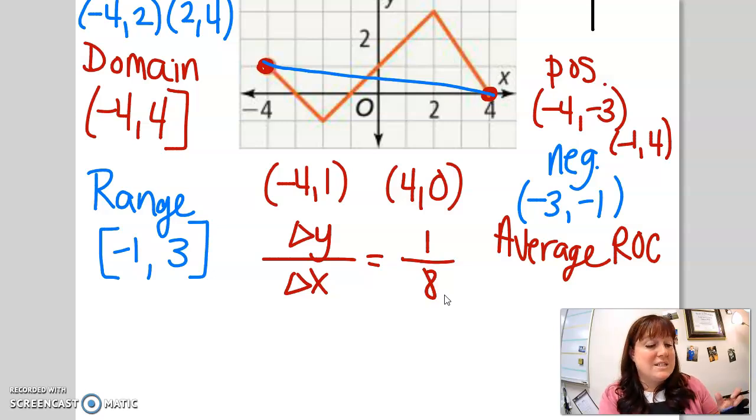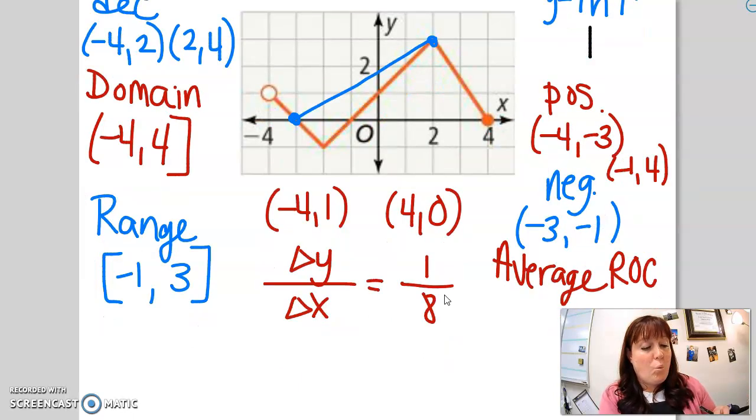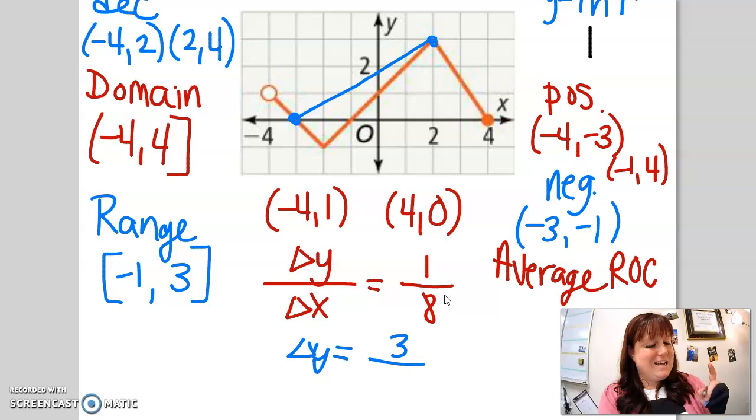But average rate of change doesn't have to be from endpoint to endpoint. Average rate of change can be anywhere. So I could say, what's the average rate of change from -3 to 2? Well, I started, what's my change in y? I started at 0, I ended up at 3, so my change in y was 3 in the positive direction, right? Ooh, see, I just caught myself, I messed up. Because this upper one went from 1 to 0. So we changed -1, right? So that should be -1/8.